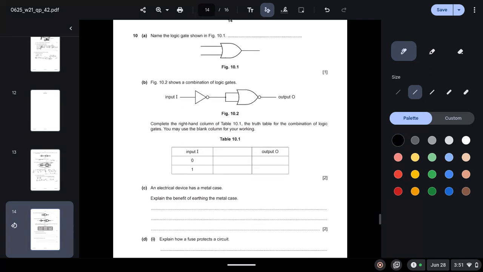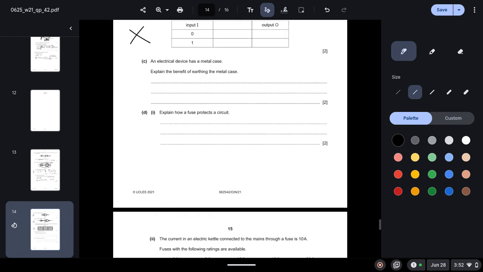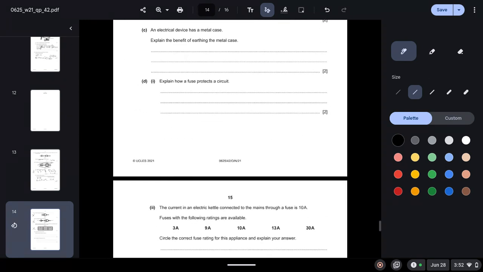Question 10. You can skip the first two parts because they are not part of the syllabus anymore. Let's do part C. An electrical device has a metal case. Explain the benefit of earthing the metal case. So earthing would prevent electrocution in the case that the live wire touches the metal case.